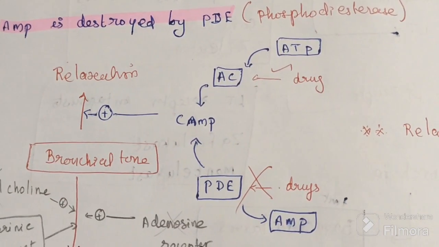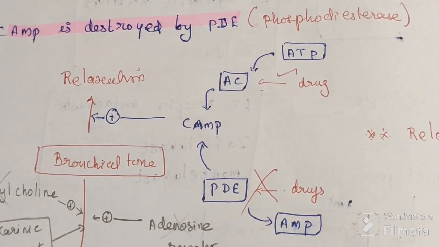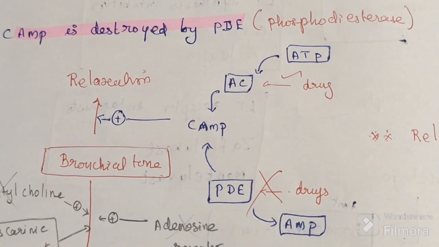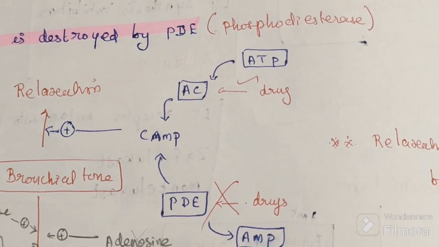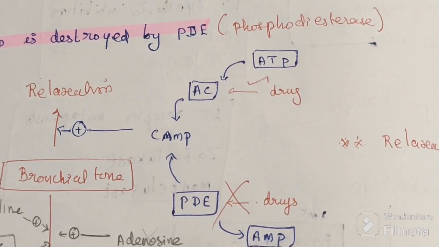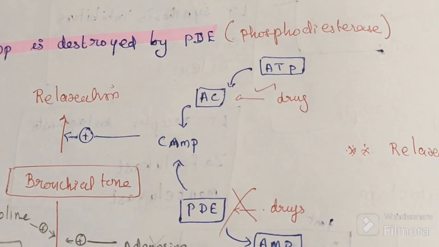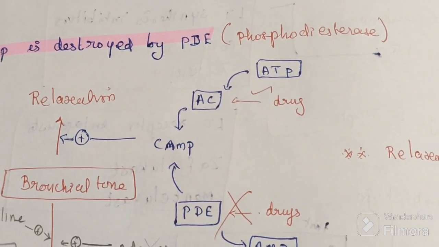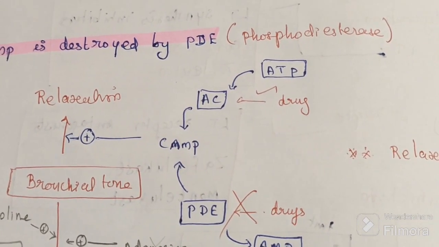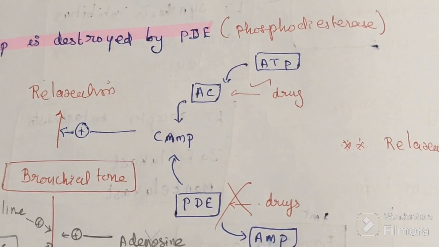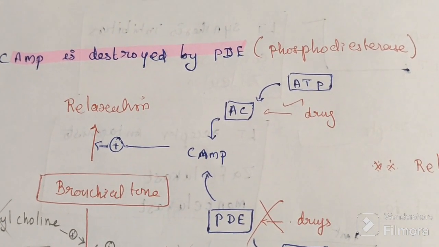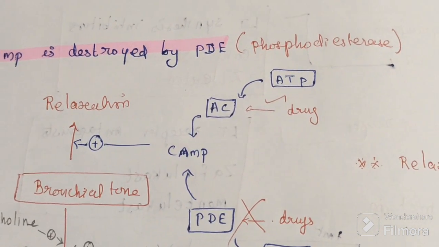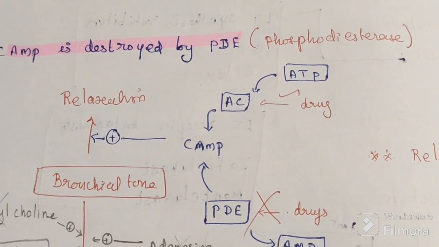So we want a drug which inhibits phosphodiesterase so that cyclic AMP is not degraded. It will remain there. We want a drug which inhibits phosphodiesterase. So relaxation is caused by only one thing, that is cyclic AMP.